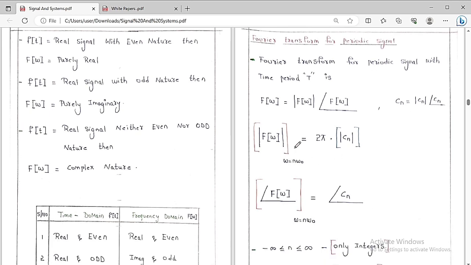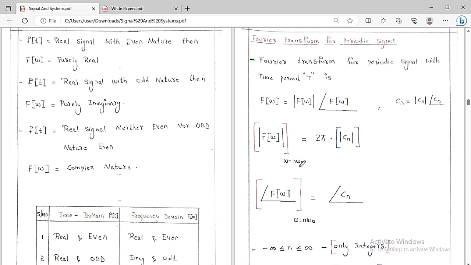Now listen carefully. In the magnitude part of the Fourier transform, mod of F of omega at omega equal to n omega naught is equal to 2 pi times mod of Cn. So we can see clearly that mod of F of omega is 2 pi times mod of Cn at the corresponding omega equal to n omega naught. Here you have to replace omega by n omega naught. If you want n equal to 1, you take n equal to 1; if you want n equal to 2, you take n equal to 2.